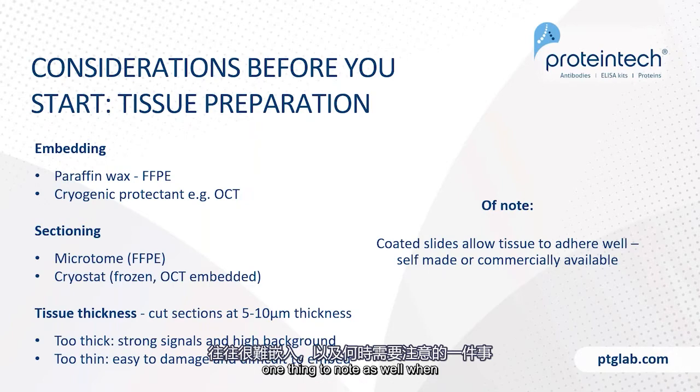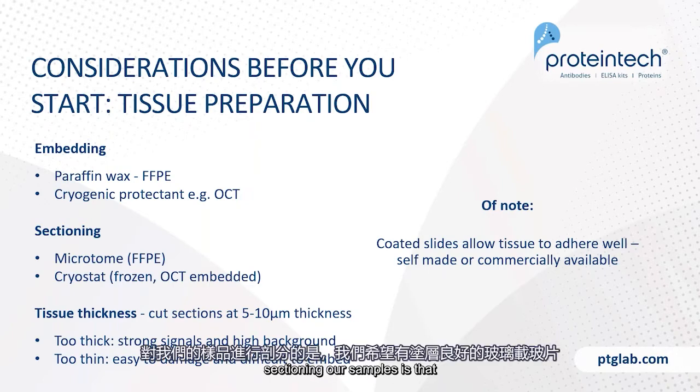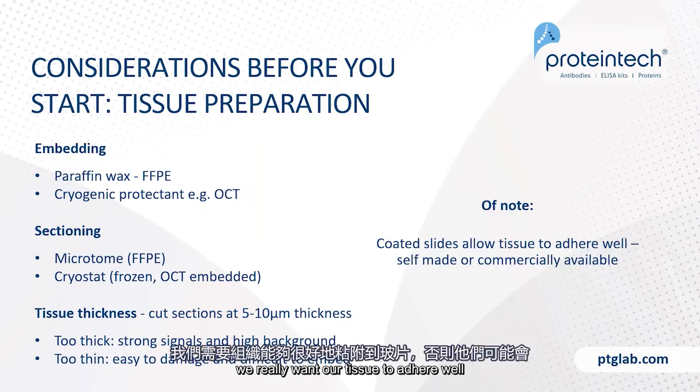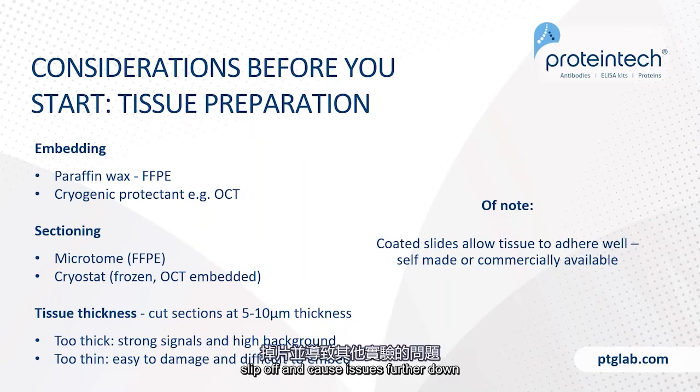One thing to note as well when sectioning our samples is that we want to have well-coated glass slides. You can get very good ones commercially available, but you can also make these yourself if necessary through things such as gelatin coating. Understandably, we really want our tissue to adhere well to the slides, otherwise they can slip off and cause issues further down the line.